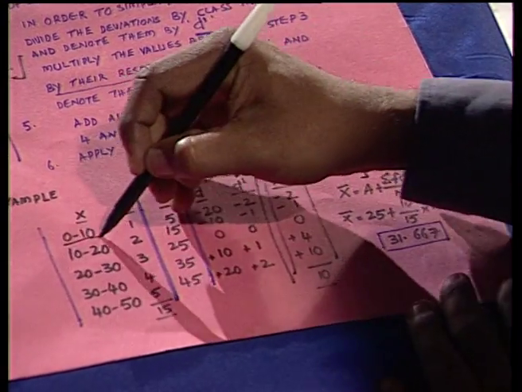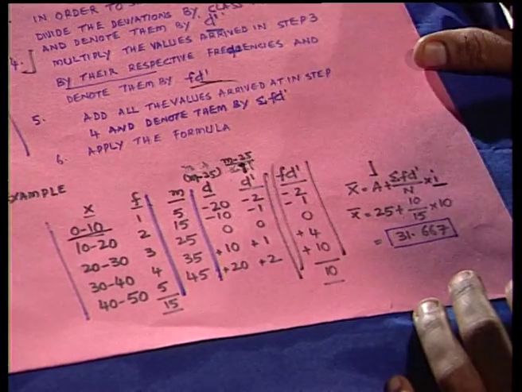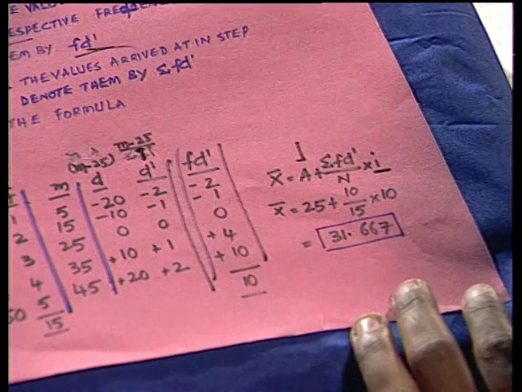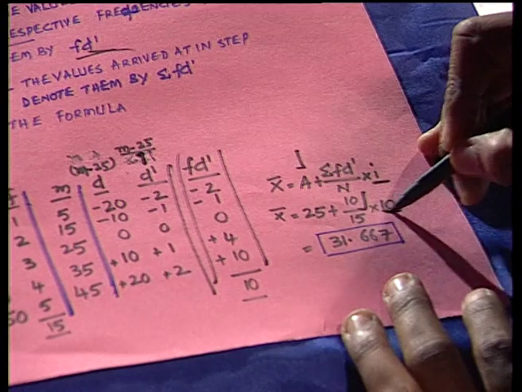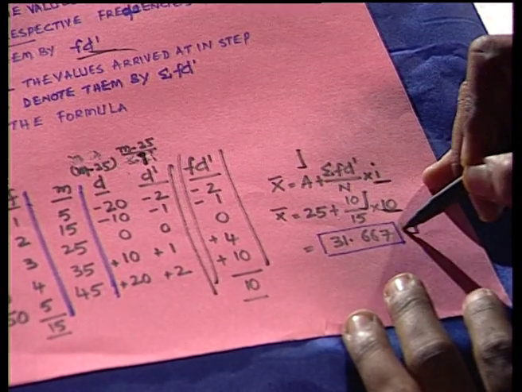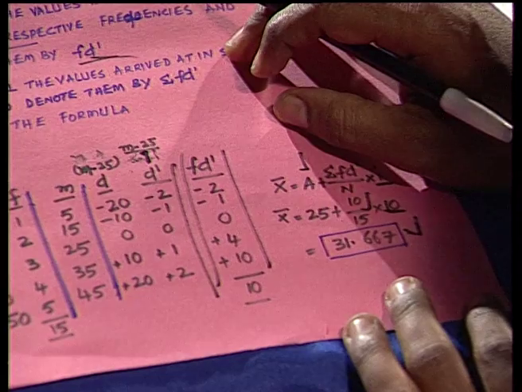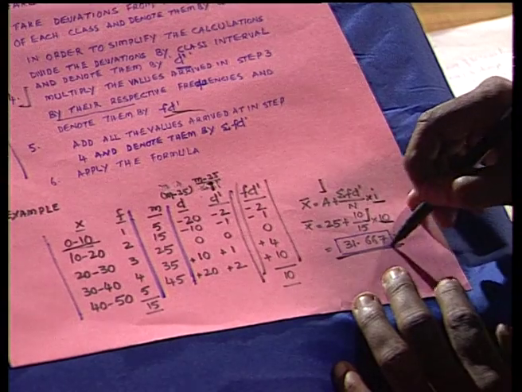In this case the class interval is 10. Then x bar, when we substitute the values, will be equal to 25 plus 10 by 15 into 10, which is the class interval here as was mentioned earlier, which gives you the same value as we have observed earlier, which is precisely 31.667. It only means whether we make use of the direct method, the shortcut method or the step deviation method, the arithmetic mean value which you arrive at after carrying out the calculations will remain the same.